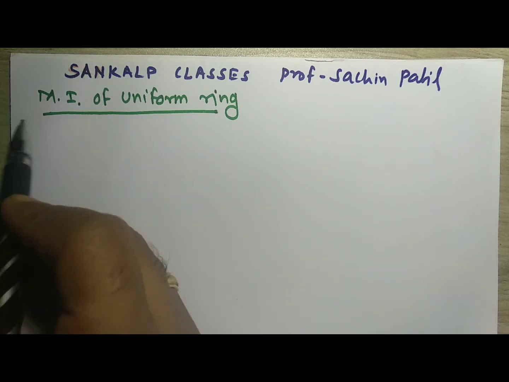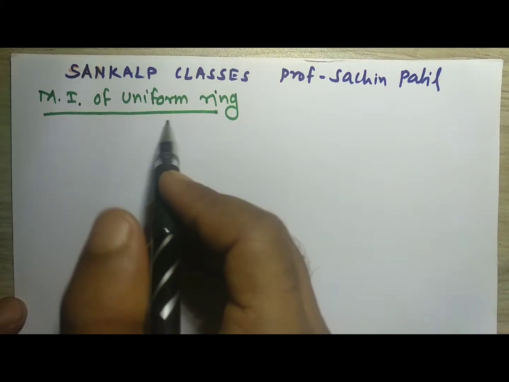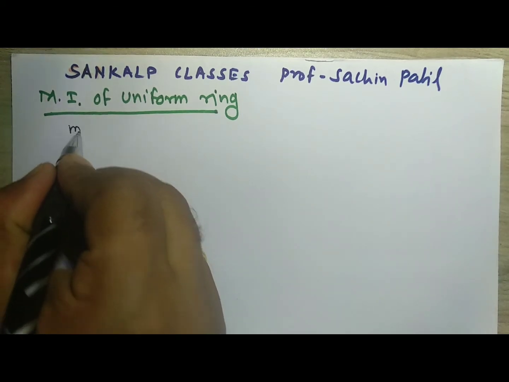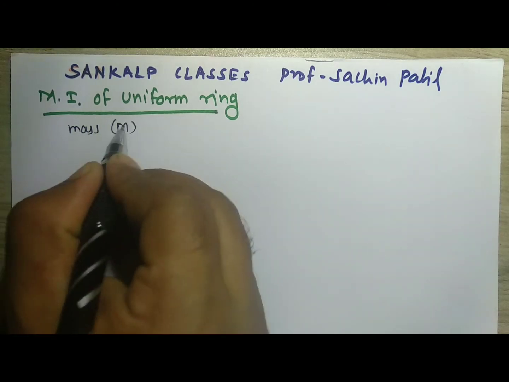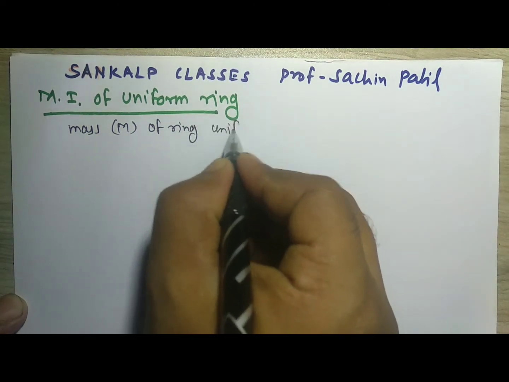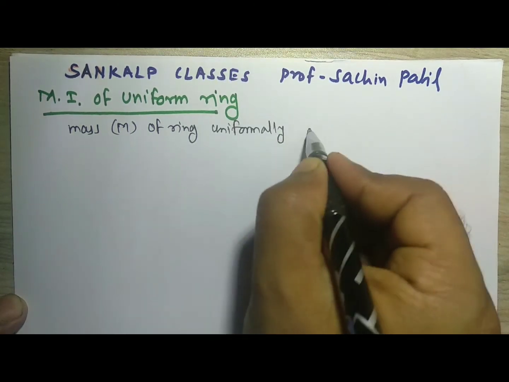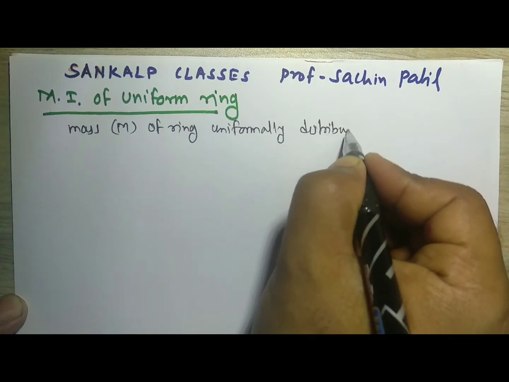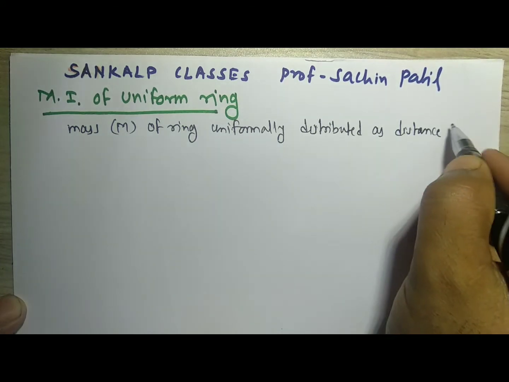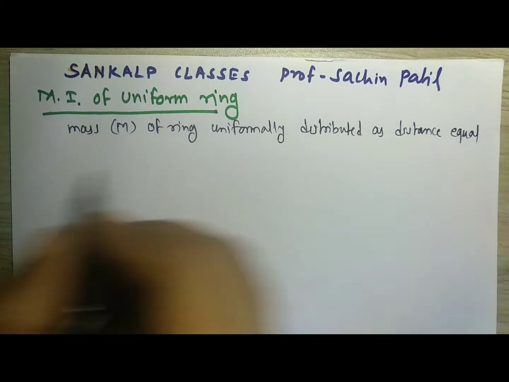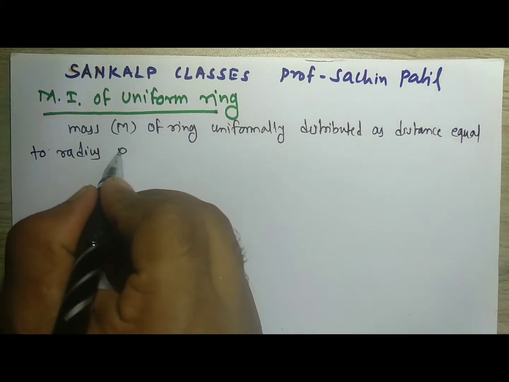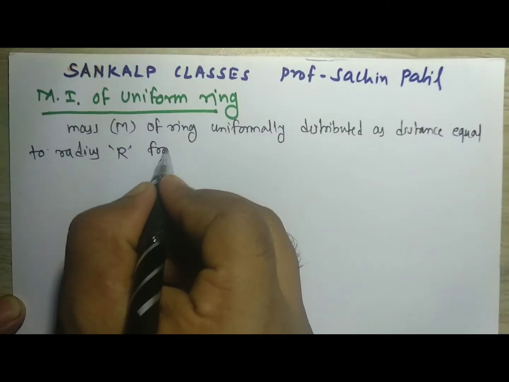Right now we are going with the moment of inertia of uniform ring. Let us consider mass m of ring uniformly distributed at distance equal to radius r from axis.